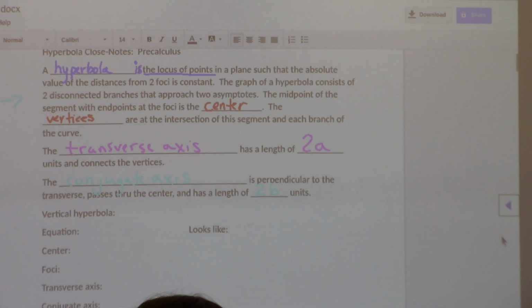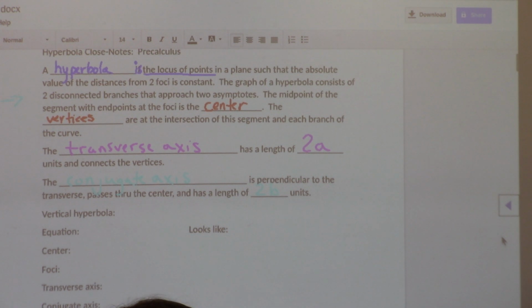Now, we have one more distance we need, which is from the center to the foci. Guess what that distance is going to be? You think? So that distance is indeed going to be c. So from here to the focus is c.